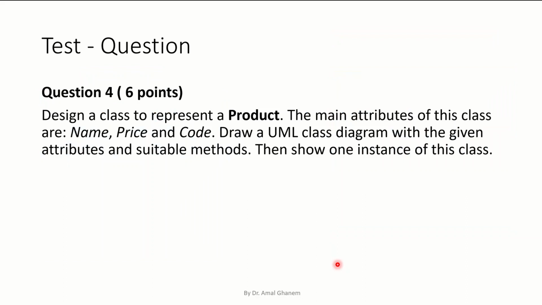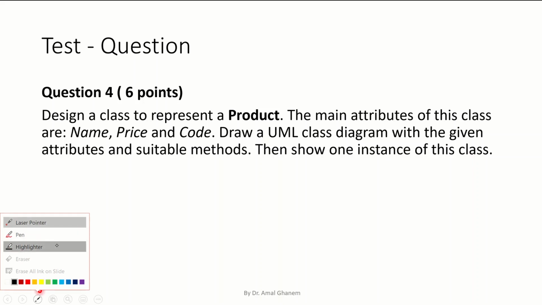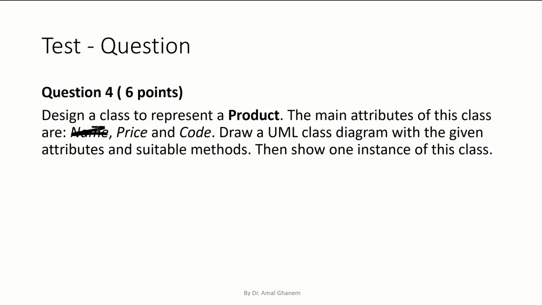We have this question which is actually taken from a midterm exam, and it says here, design a class to represent a product. The main attributes of this class are name, price, and code. You have to draw a UML class diagram with the given attributes and suitable methods. Then you have to show one instance of this class. So here the question is specifying what kind of attributes we have. So we have name, we have a price, we have code, and the name of the class is product.